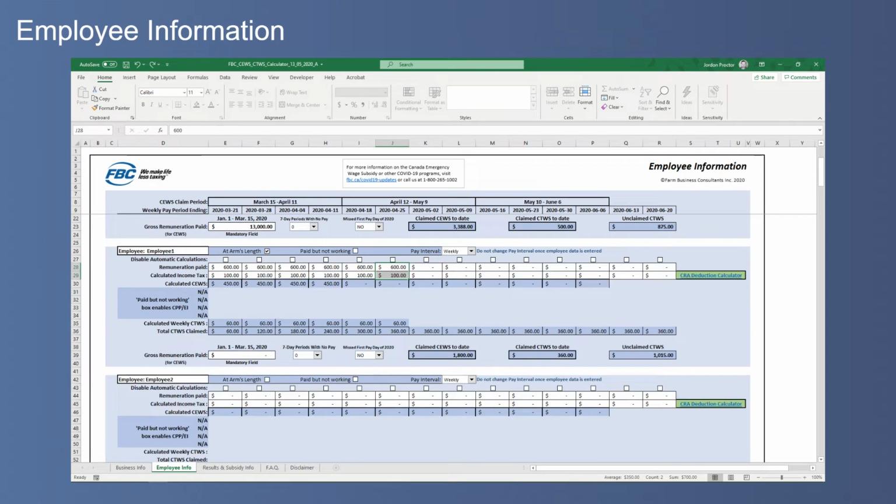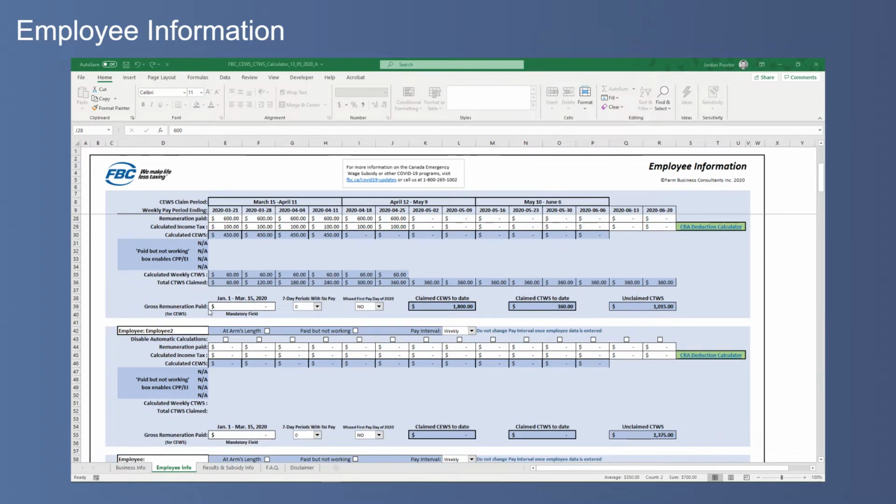Let's go to employee number 2. For employee number 2, we're going to treat them kind of like they've been a long-standing employee, but they couldn't work due to COVID. They had to stay home. They weren't able to work from home. So we're going to say they're at arm's length. They didn't own a portion of the business, but they were paid but not working. So we're going to check that box this time.